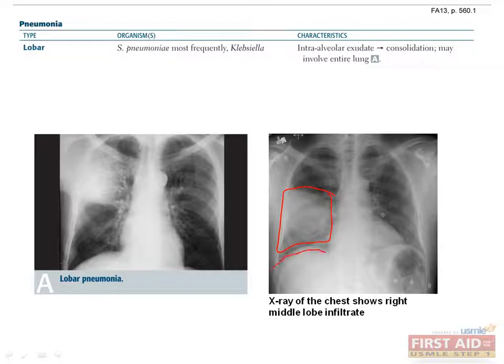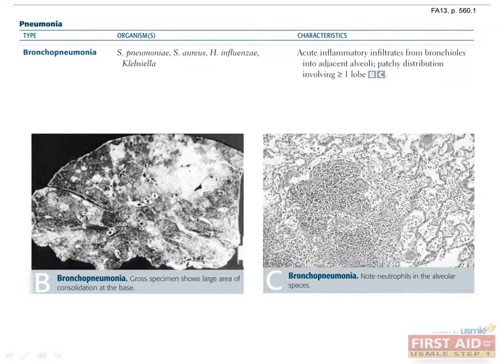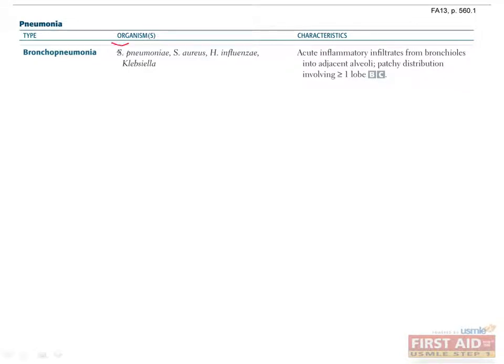So, bronchial pneumonia is characterized by acute inflammatory infiltrates from bronchioles that extend into adjacent alveoli. Typically, you'll see patchy infiltrates on chest x-ray that involve more than one lobe. Here's a histopath image showing massive amounts of neutrophils infiltrating into the alveolar spaces. The infiltrates can also consolidate, as seen in this gross specimen. These are some of the typical bugs that cause bronchial pneumonia. Let's talk about a few of them.